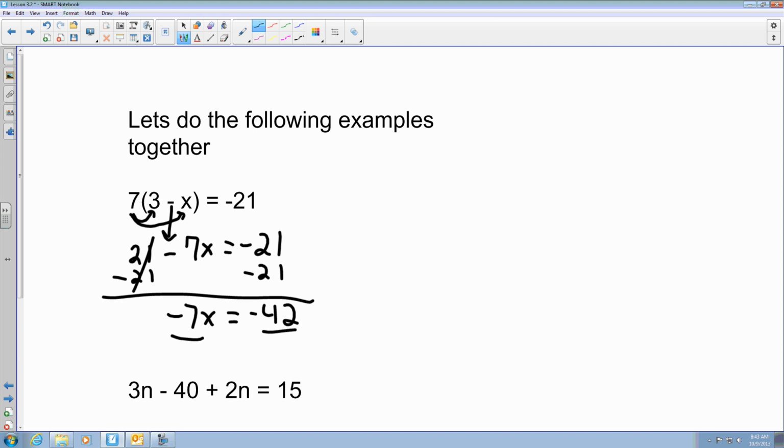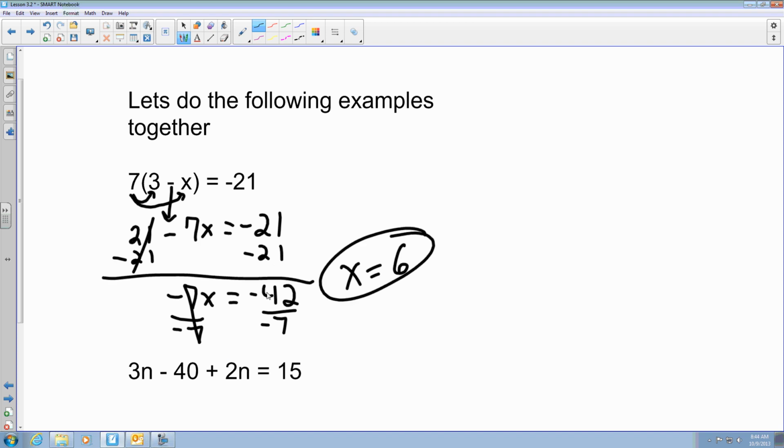I'm going to eliminate the coefficient, so I divide by negative 7. And this cancels out, so x here equals a positive 6, because a negative divided by a negative gives me a positive.